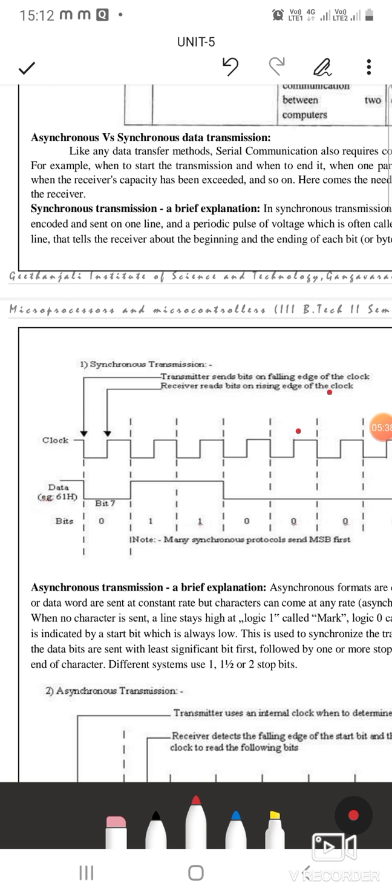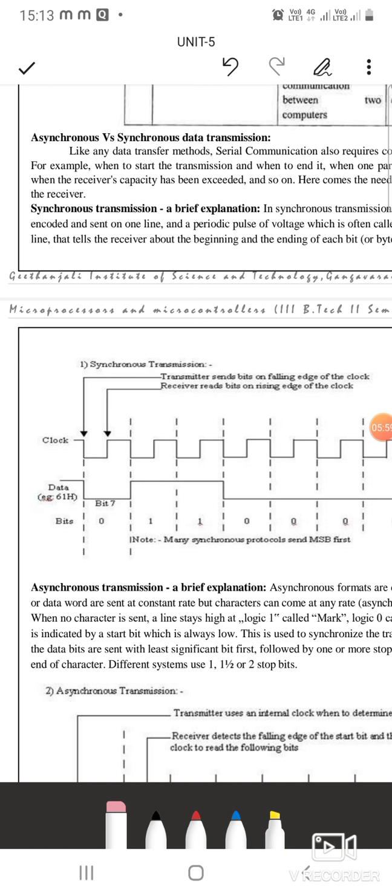In synchronous, what we will do is use a clock signal. We use a simple clock signal, and we use the positive and negative pulses of the clock, that is the rising edge and falling edge of the clock. And then we go for the transmission and reception of the data. We synchronize the transmission and reception of the data at the transmitting end and the receiving end.